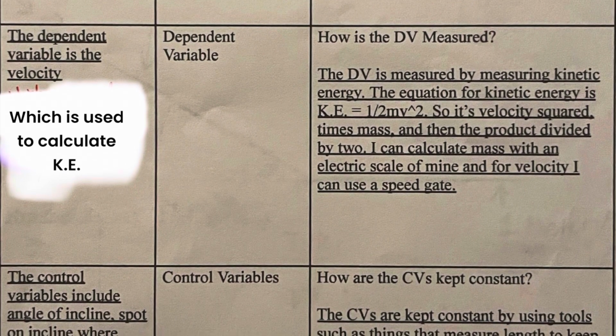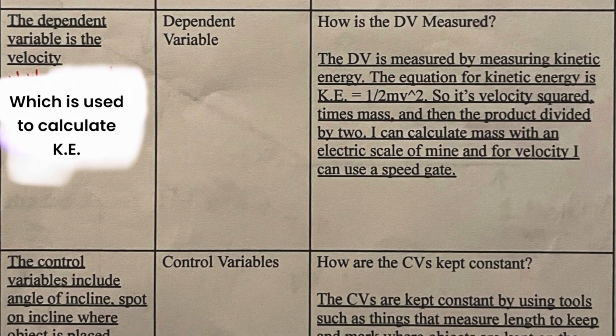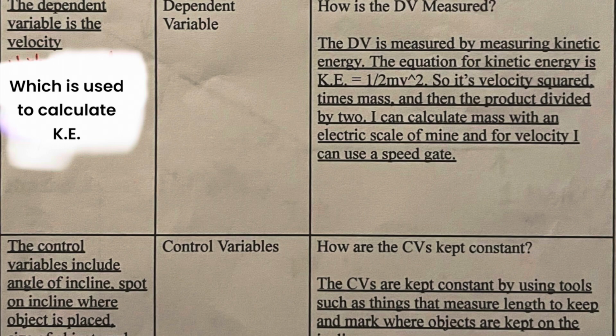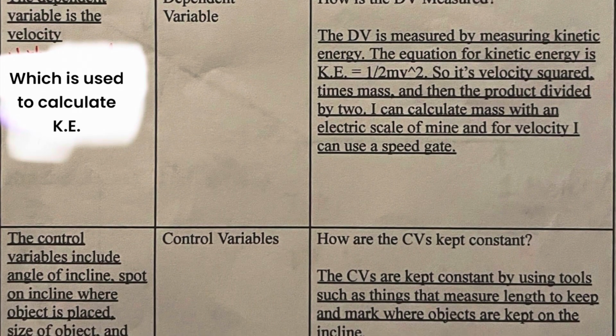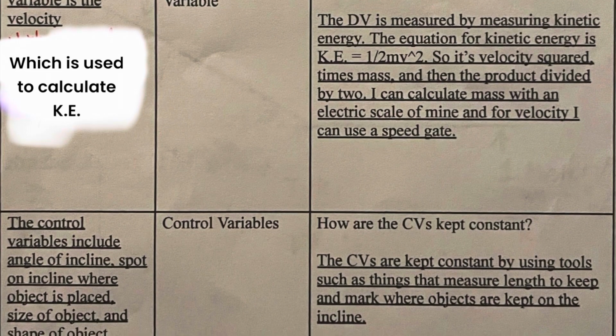And so the control variables of my project would include angle of incline, spot of incline where the object is placed, size of object, and shape of object. So these are all things that I'm going to keep the same. And doing this, I'm just going to use a tape measure to keep everything constant.